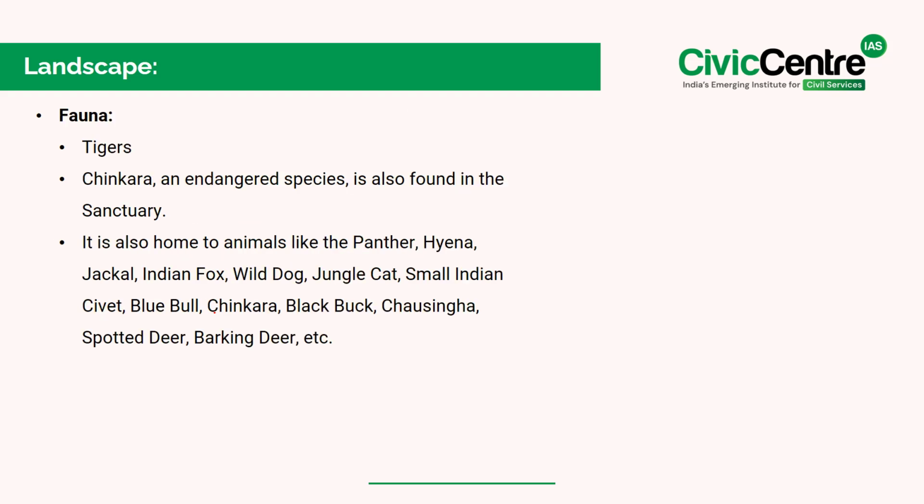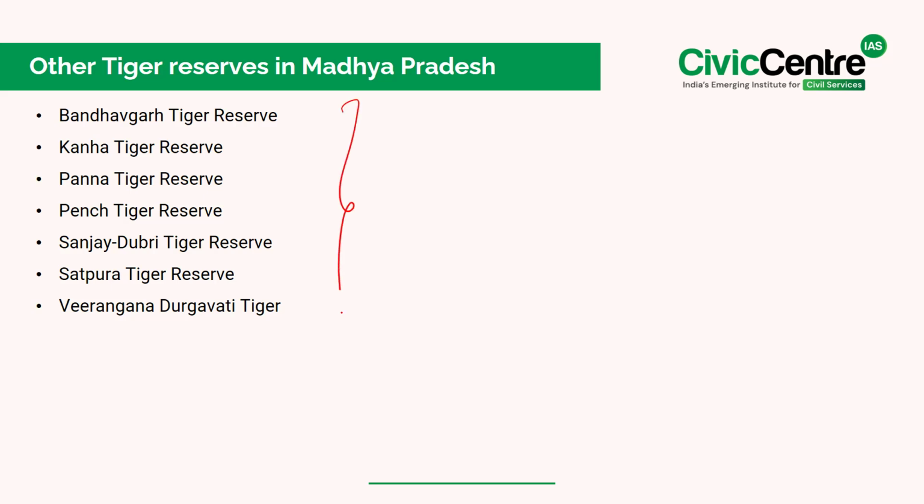Now, talking about the fauna in that sanctuary, it comprises tigers. Then it has chinkara, which is an endangered species also found in the sanctuary. And it is home to animals like panther, hyena, jackal, Indian fox, wild dog, jungle cat, small Indian civet, blue bull, etc. Now, if you have a look, these are the other tiger reserves in Madhya Pradesh.